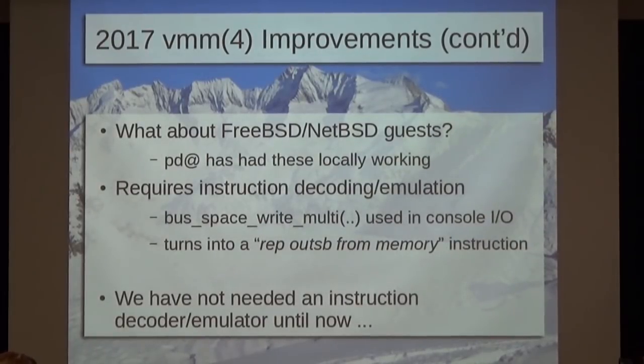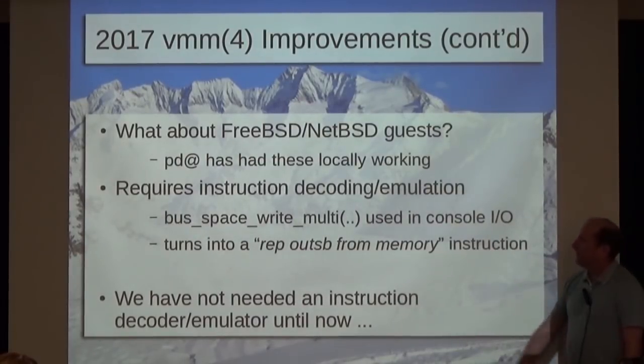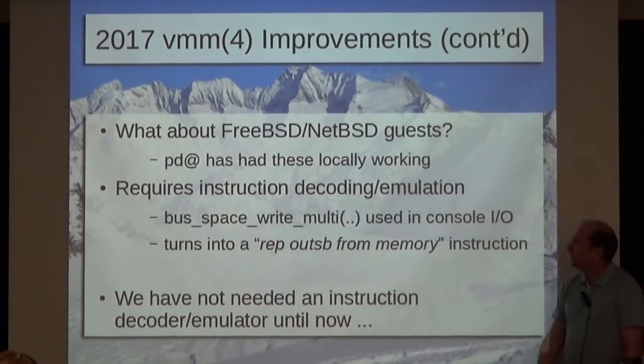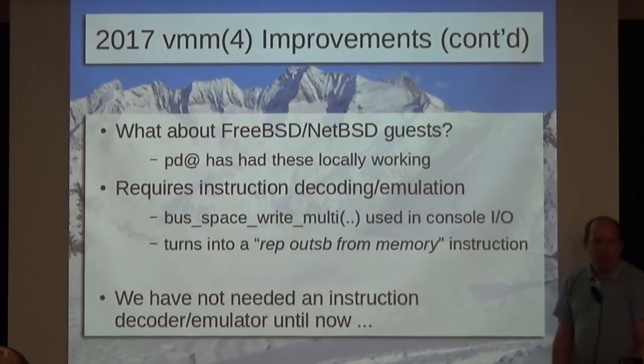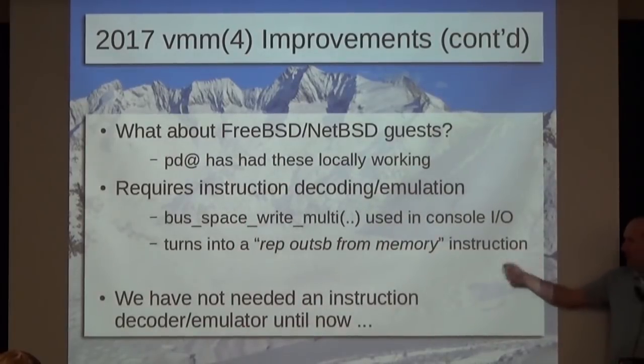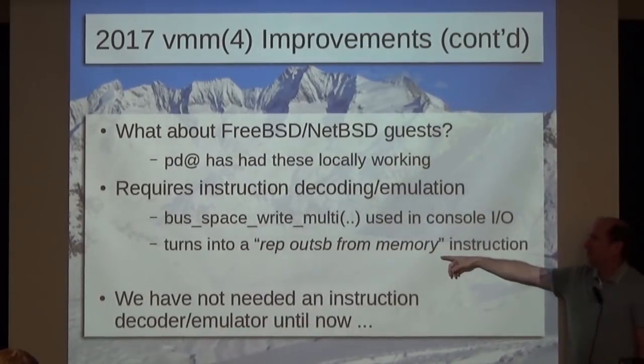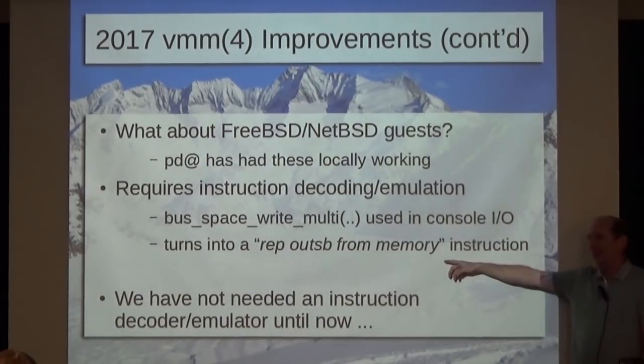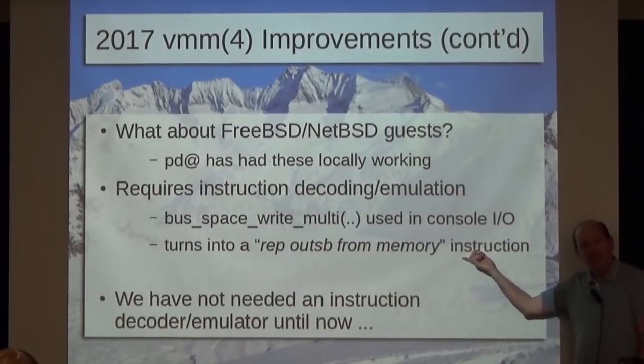The issues that we have with FreeBSD and NetBSD have to do, well, first with FreeBSD. FreeBSD uses bus_space_write_multi, which is a function for doing I/O. It uses that in the console. So what ends up happening is you can see all the autoconf messages come, and then as soon as interrupts are enabled, it switches modes. And it ends up turning into an instruction to do fast console I/O. There's a rep outsb from memory. So it's like rep outsb from the address in RSI or something.